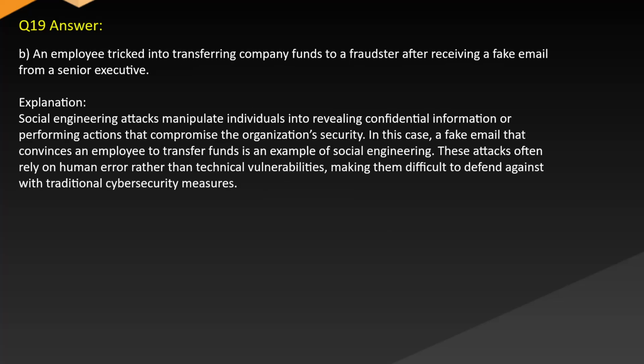Answer: B. An employee tricked into transferring company funds to a fraudster after receiving a fake email from a senior executive. Explanation: Social engineering attacks manipulate individuals into revealing confidential information or performing actions that compromise the organization's security. In this case, a fake email that convinces an employee to transfer funds is an example of social engineering. These attacks often rely on human error rather than technical vulnerabilities, making them difficult to defend against with traditional cybersecurity measures.